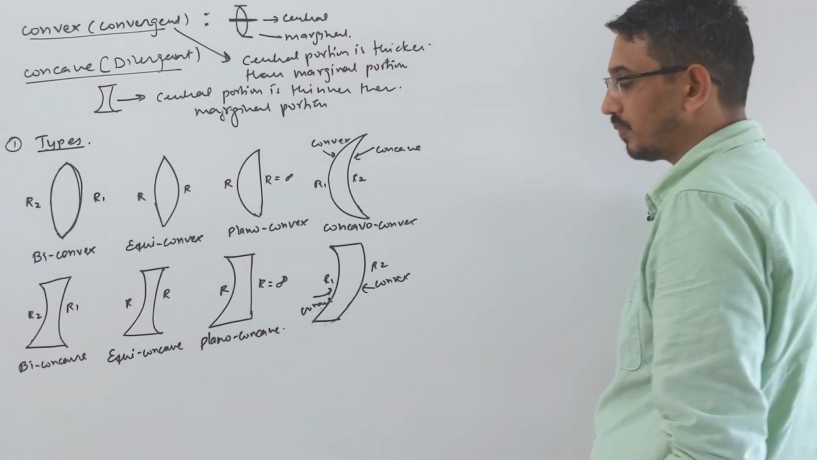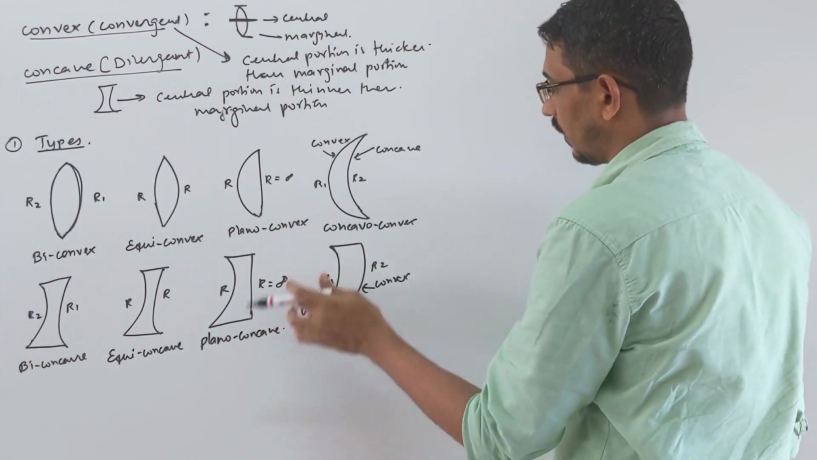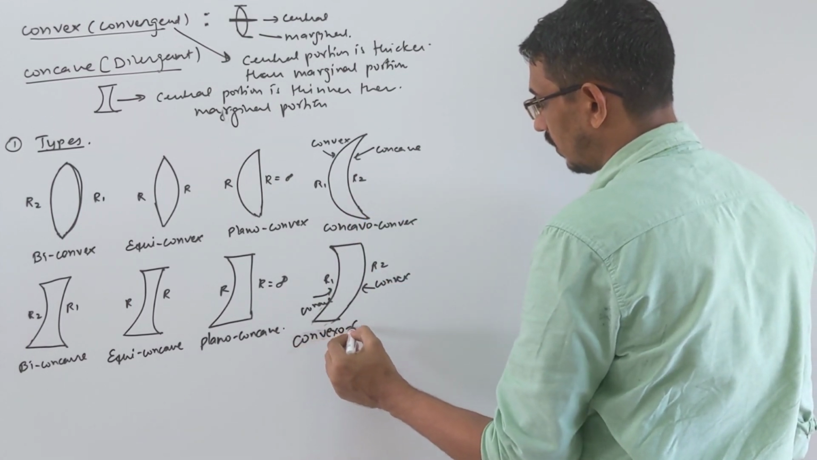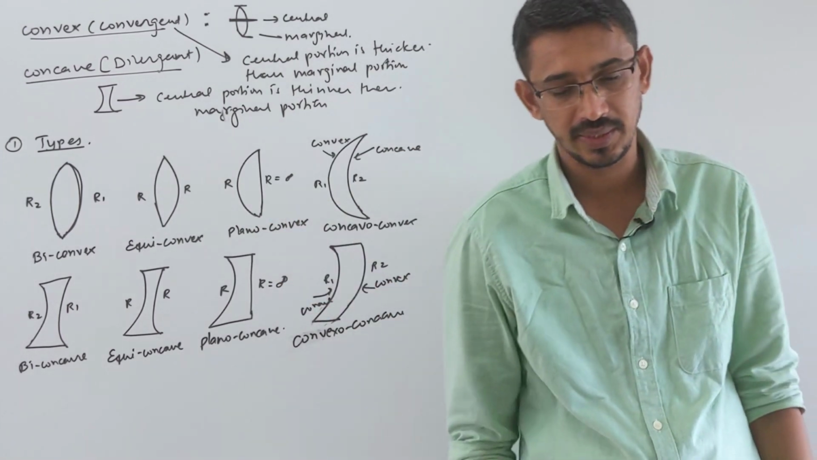So how do you read the name? You read this side as concave, convex. You read the name like this, so you call it a convex-concave lens. So these are the shapes of the lenses. You call their names like this.